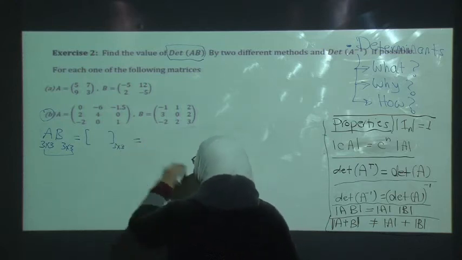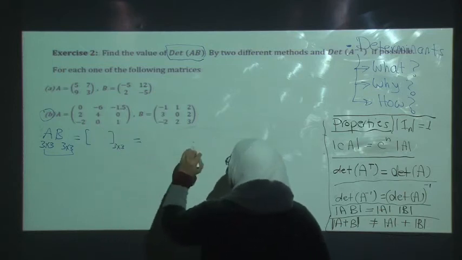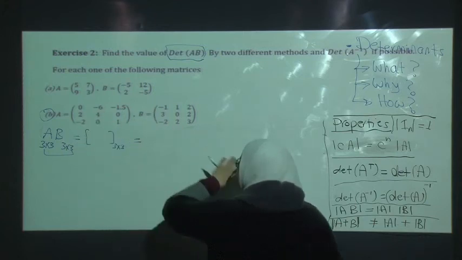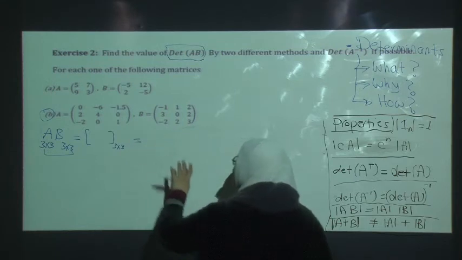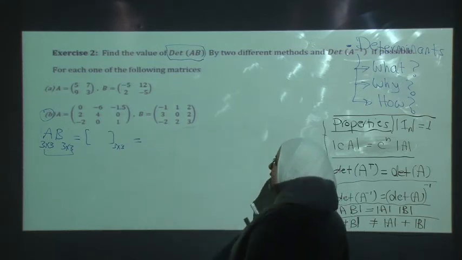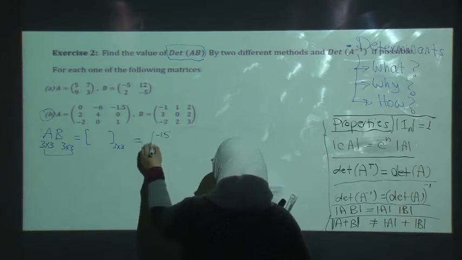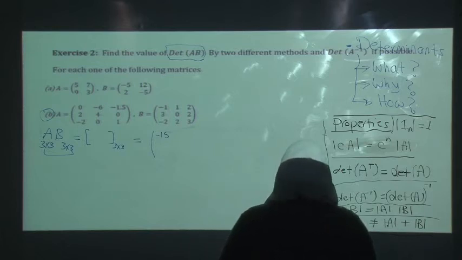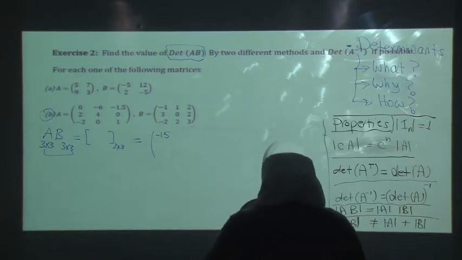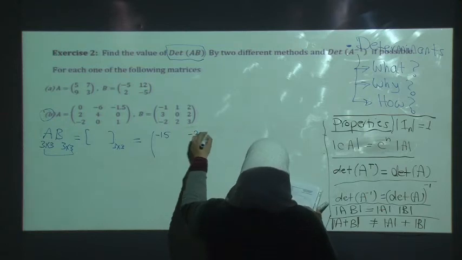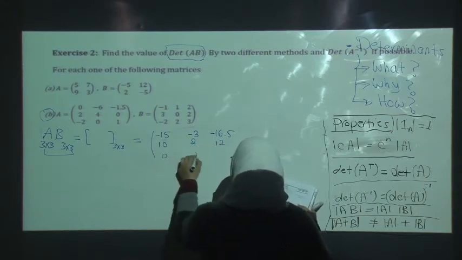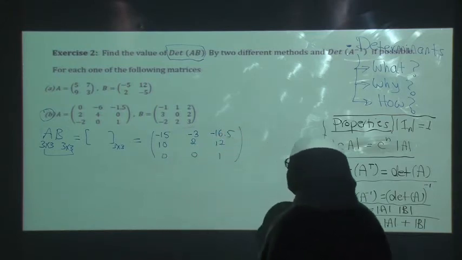Let's get it. The first row with the first column, this is 0 times -1, which is 0. Plus -6 times 3, which is -18. Plus -1.5 times -2, which is +3. -18 plus 3, this is -15. And we will construct the whole matrix. Continue this operation. We will have here -3, -16.5, 10, 2, 12, 0, 0, 1. Okay, this is the product.